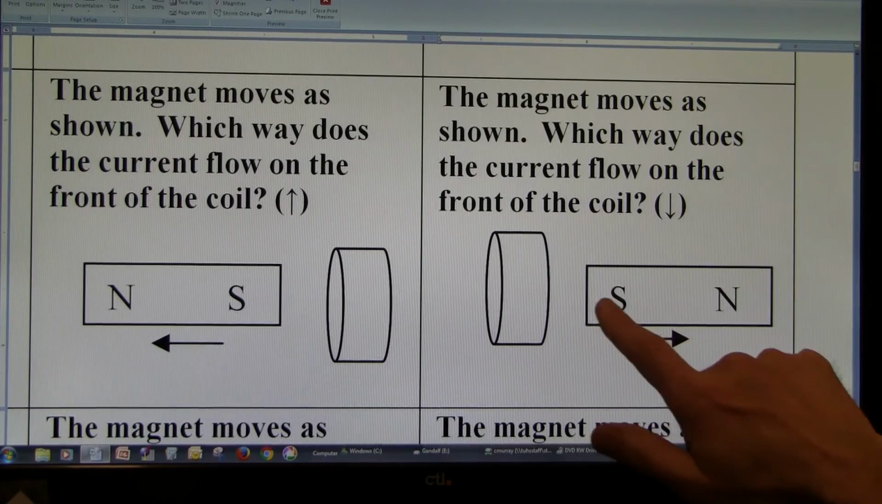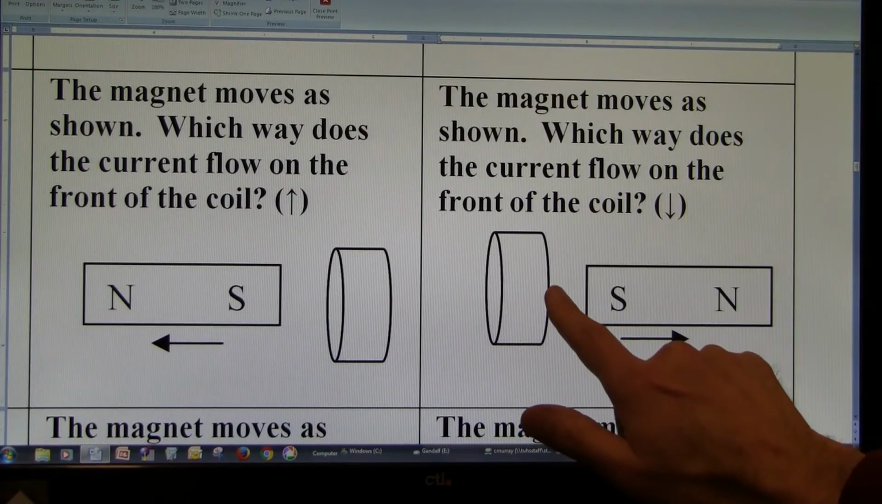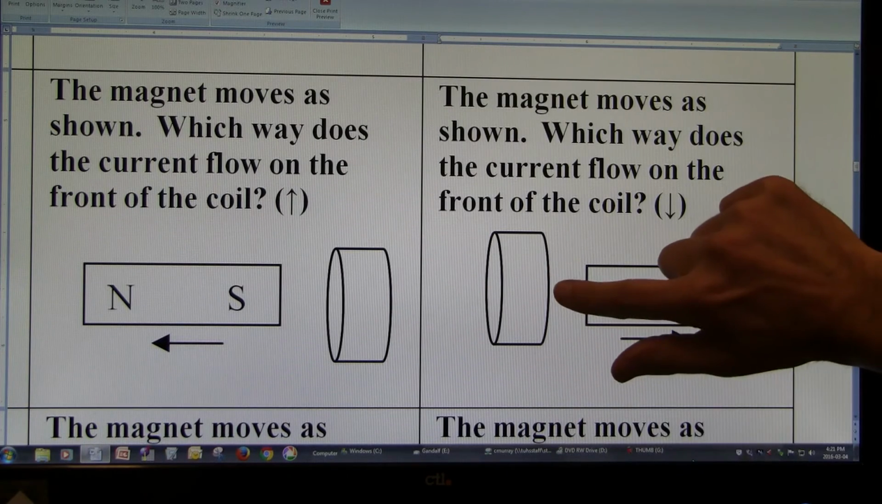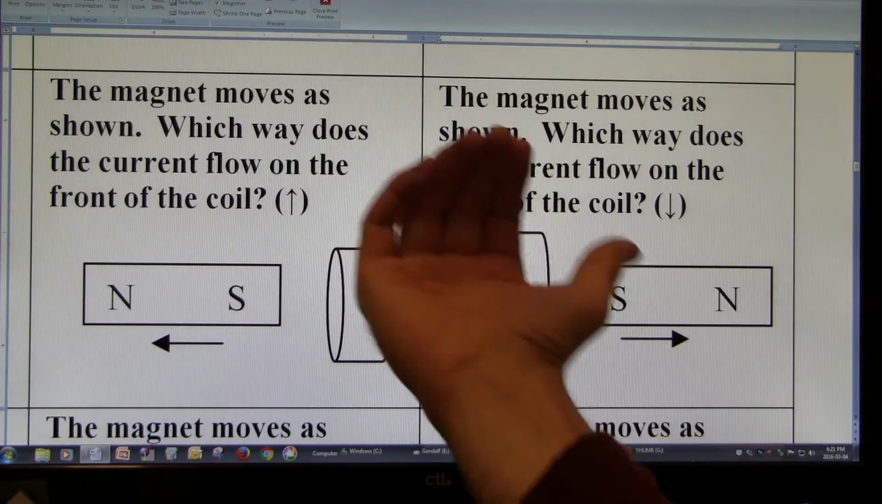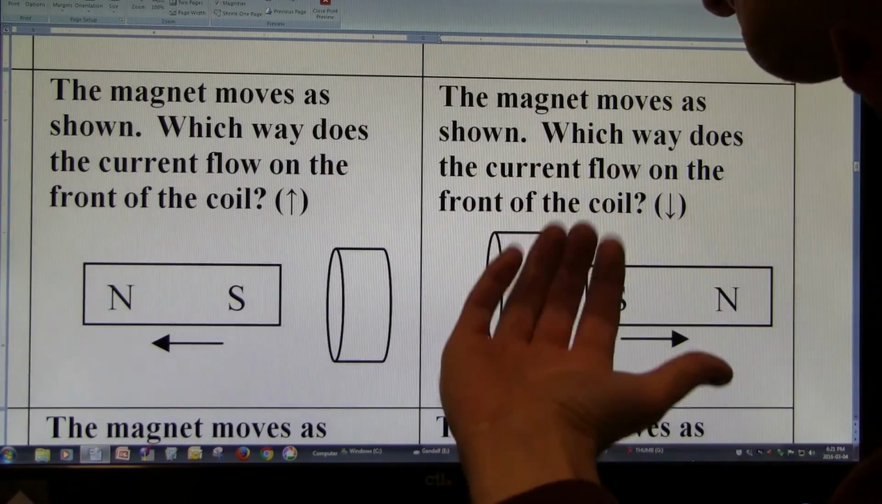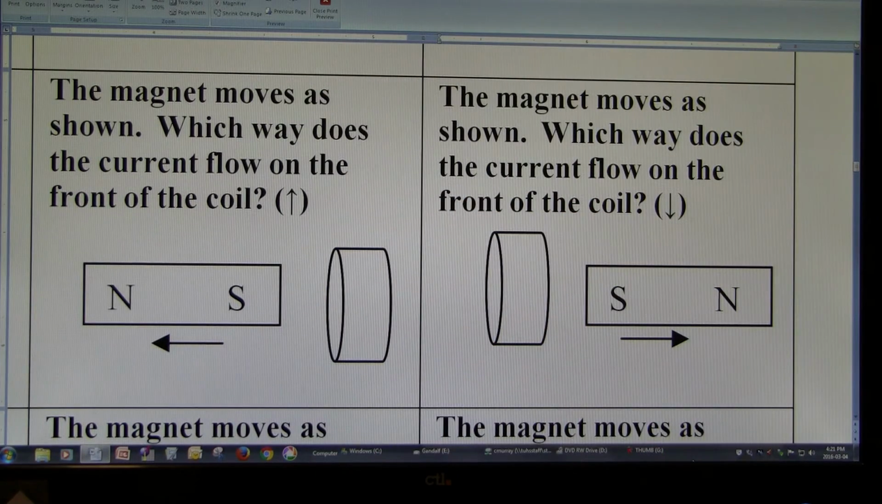Here I've got a south pole leaving. I don't want that south pole to leave. Okay, so to prevent it from leaving, I'm going to create a north pole on this side. Okay, and to do that, I've got to make the current go down the front of the coil, right? Okay, there you go.